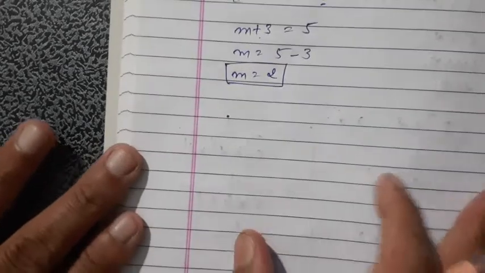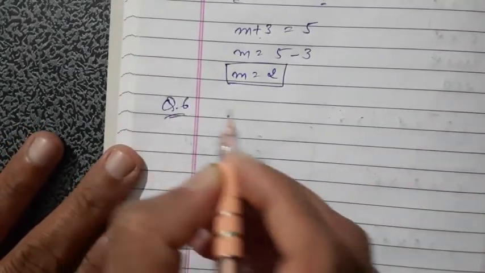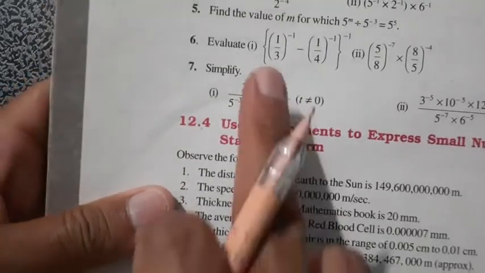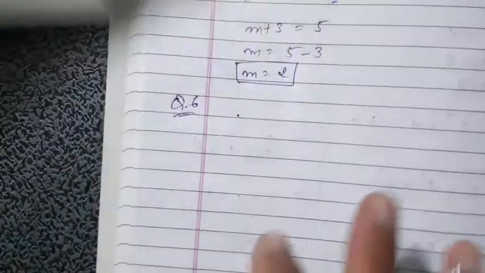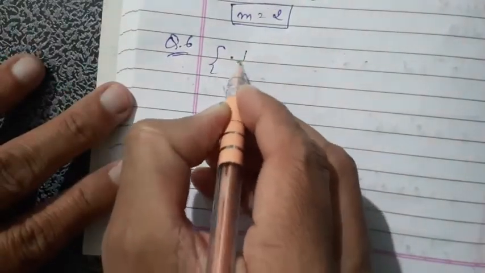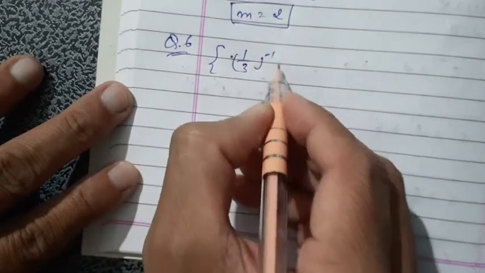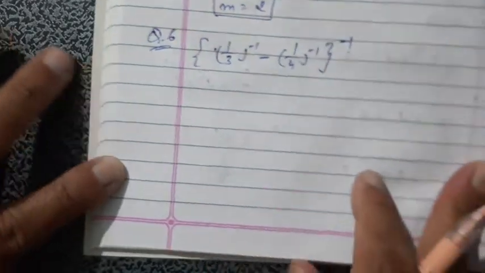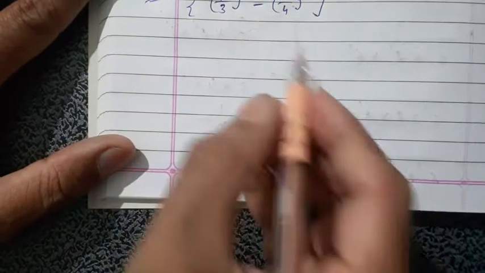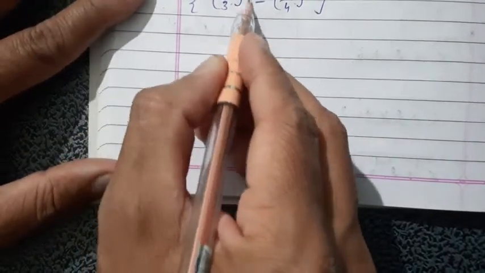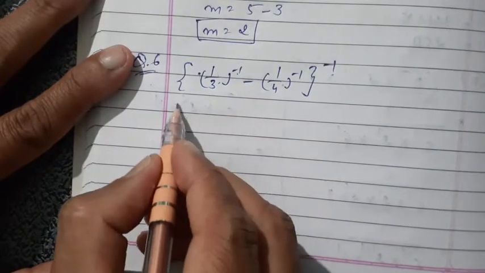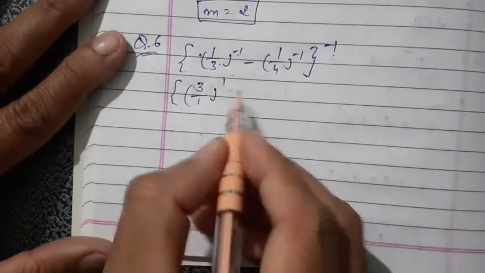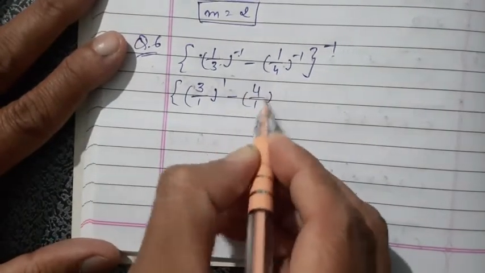Okay. Now question number 6. What is the question? Question is evaluate, in that first one. Look, question is 1 upon 3 raised to minus 1 minus 1 upon 4 raised to minus 1 and whole raised to minus 1. Okay, let me find that one. Look, 1 upon 3 raised to minus 1, here minus power is there, so what to do? Write down the reciprocal of that one. 3 upon 1 raised to 1, it becomes 1, minus same here 4 upon 1 raised to 1 whole raised to minus 1.